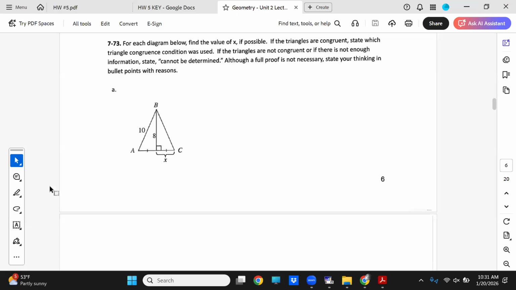Okay. For each diagram below, find the value of x if possible. If the triangles are congruent, state which congruence condition you're using. If not, or there's not enough information, then of course say so. A full proof is not necessary, but let's at least put our reasons down in some bullet point format, right?